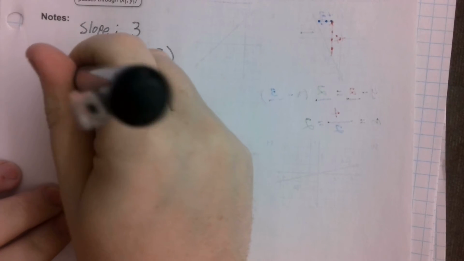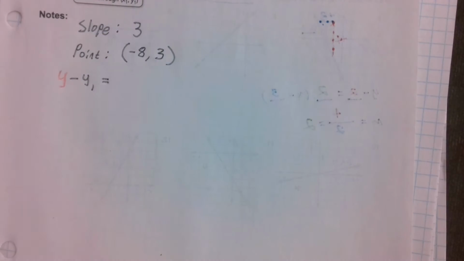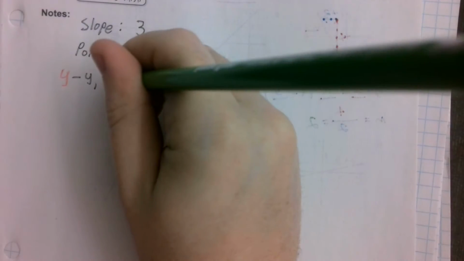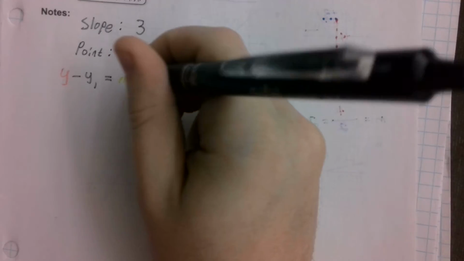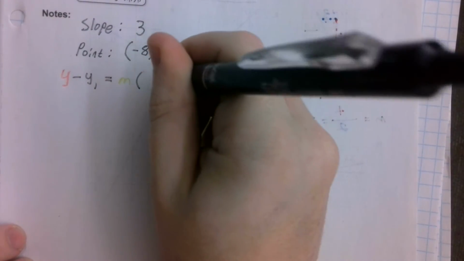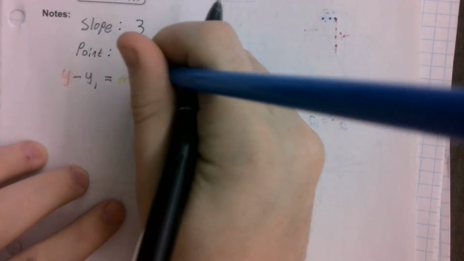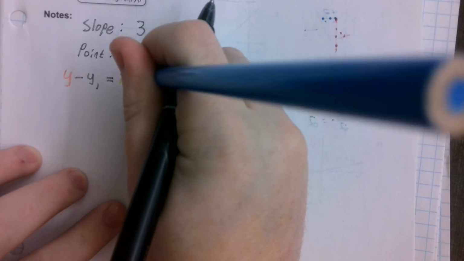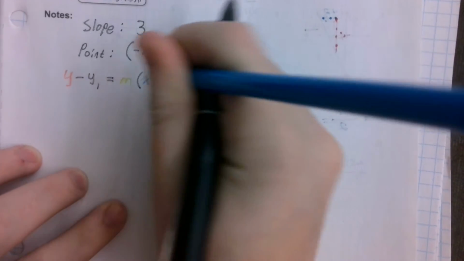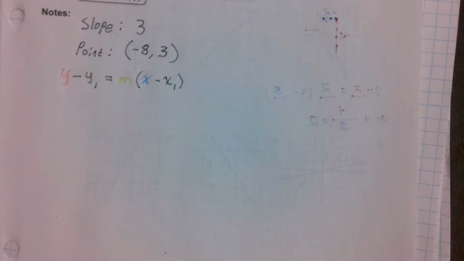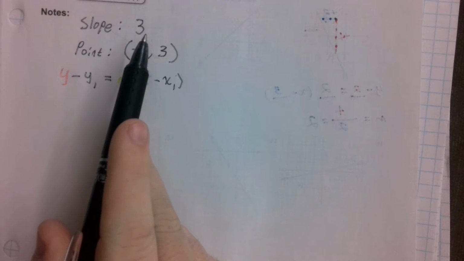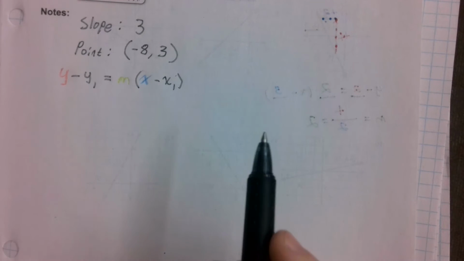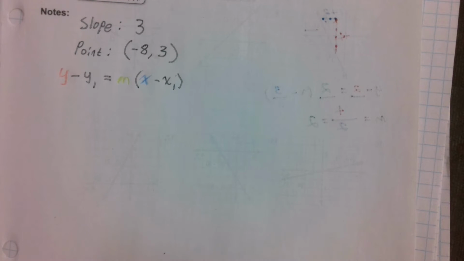So we have y minus y1 equals m times the quantity x minus x1. Now, again, your y and x are just going to stick around. You're never going to change those from being y and x. But do we know what m is here, given this information? Well, yes. m is going to be our slope.